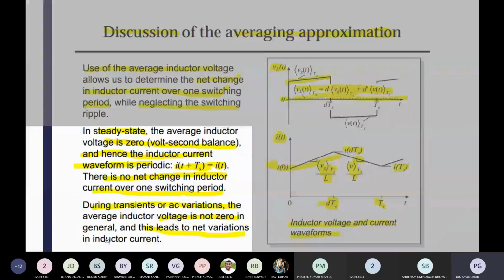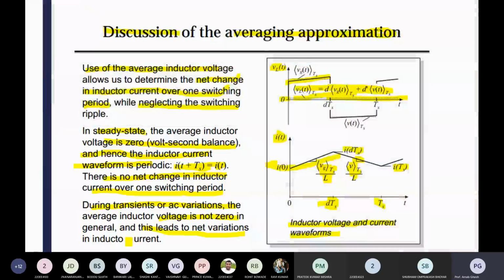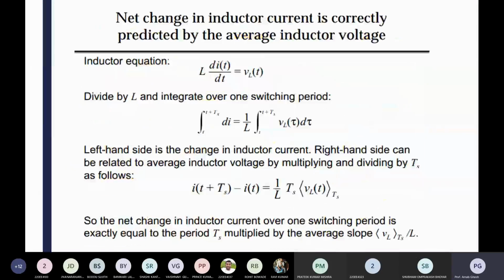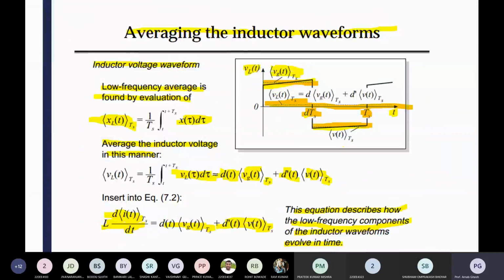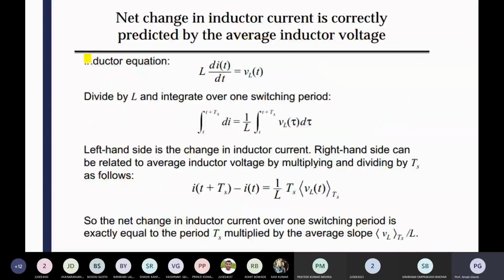You can see and understand that idea. So what is the net variation of inductor current? Zero. Since you are taking the average, it will definitely be zero. So what is your net change? The first one is your inductor voltage waveform. Now for the inductor equation, you know that L dIL/dt equals VL. So here we are discussing the net change in inductor current.